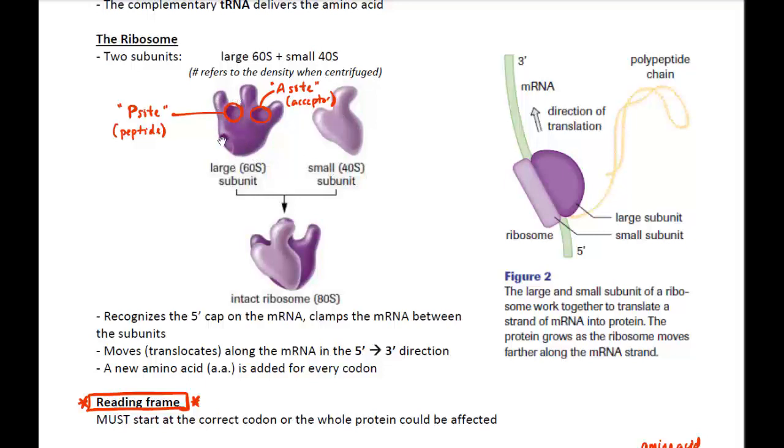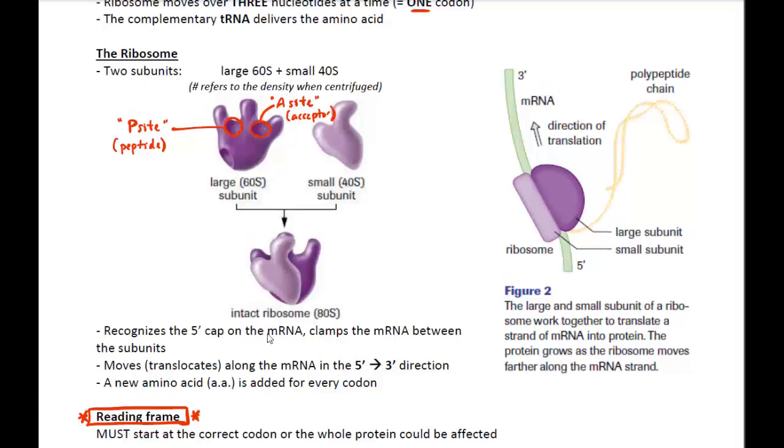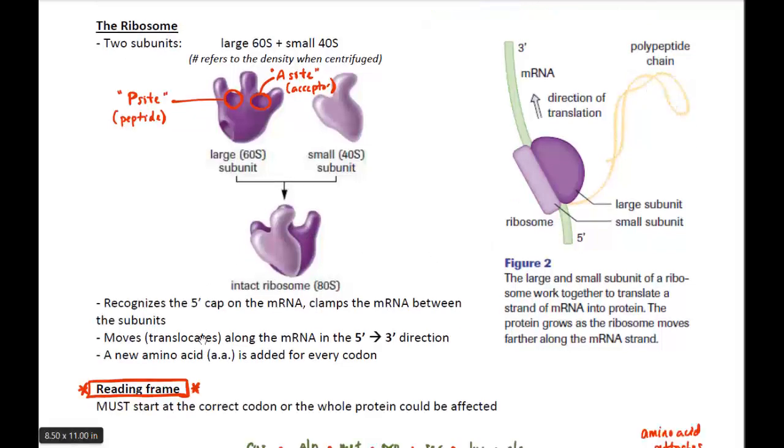But in the bigger unit, there are 2 very important sites. We have the P site, P for peptide, and we have the A or acceptor site, which I'll talk about again in a moment. Now, it's very important that the ribosome attaches to the correct end so that it reads the mRNA in the right direction, and it recognizes that 5' cap that we put on there, the 7-methylguanosine cap. It recognizes that it's located at this end, and it knows to clamp on in this direction so that it reads the mRNA correctly instead of reading it backwards.